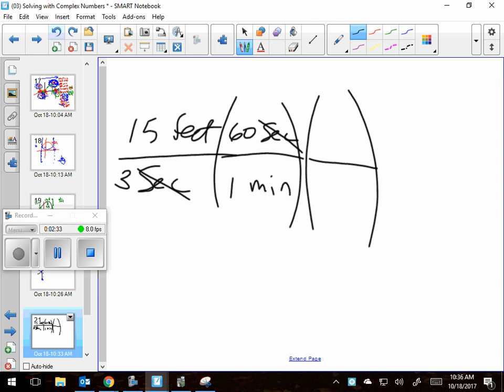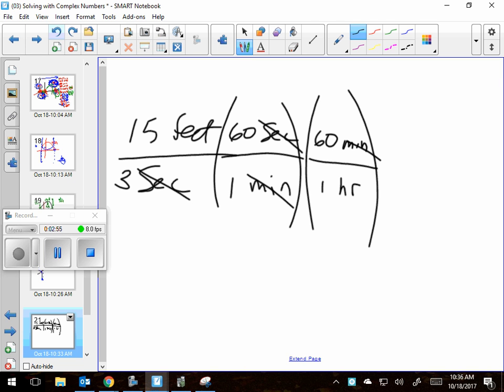Where do I have to put 60 minutes? On top, because that way they'll cancel. You always look for the units. See, these and these need to cancel. But wait a minute, I have to have something on the bottom. What's a fact I know about 60 minutes? 1 hour. 60 minutes, 1 hour. Minutes is gone. I now have feet per hour. I'm close. I wanted miles per hour.